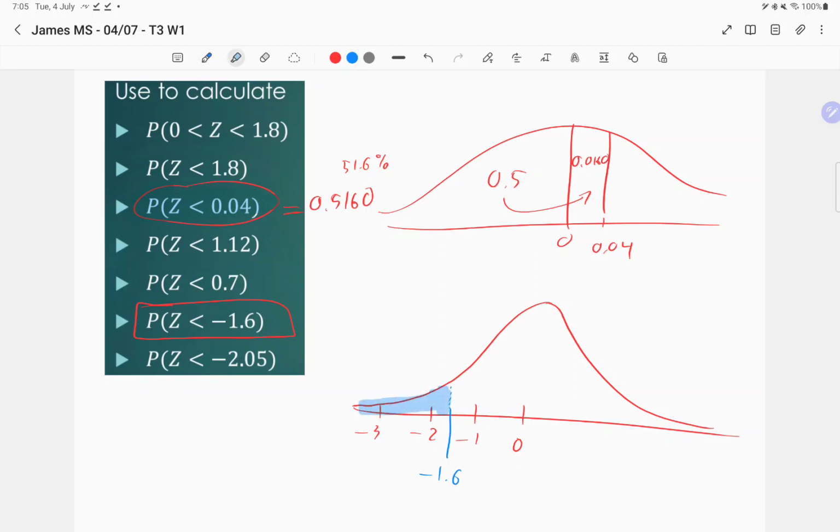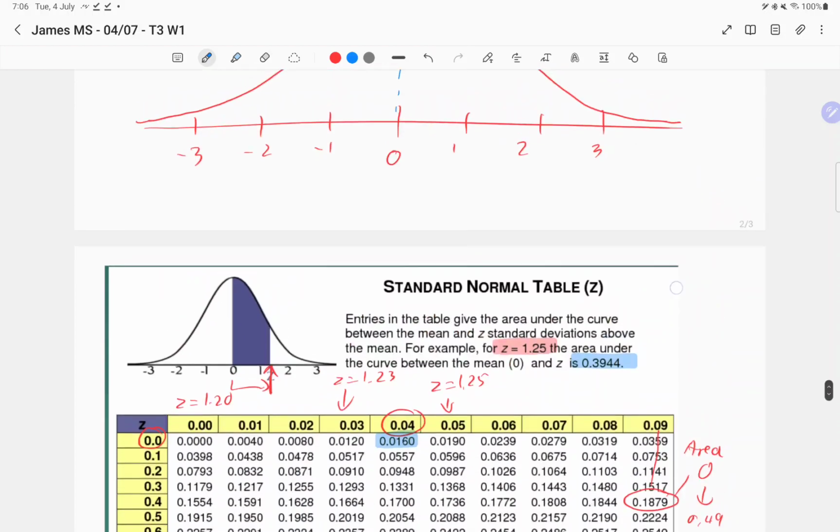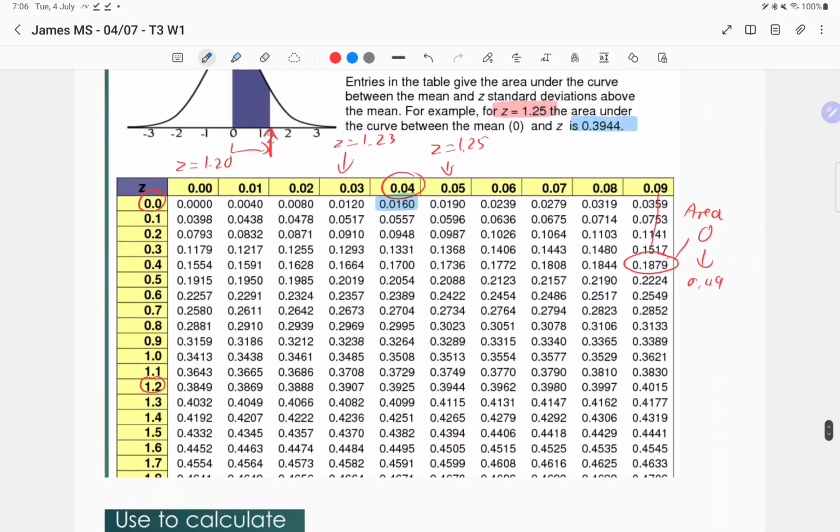How do we find this? What do you think? 0.5 minus whatever that is. Whatever this one is. Yes, that is correct. And how do we find this one? Let's call that x. How do we find x? And so this one would be 0.5 minus x. Very good. How do we find x? Let's go to the table. Because it will be the same for both sides.